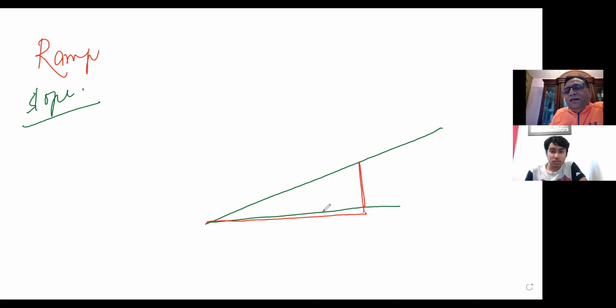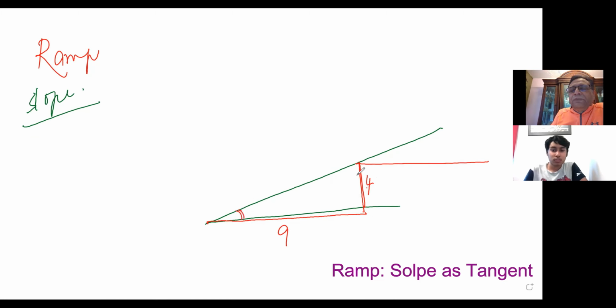You see that? Let us say we have steps, so that the step which is horizontal is, let's say, 9 units, and the one which is vertical is, let us say, 4 units. Is it okay? Then can you find the angle which this ramp makes at the corner? What is this angle? Can you tell me?